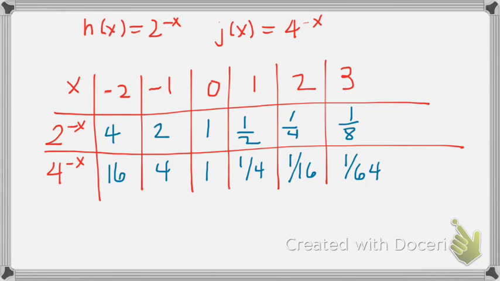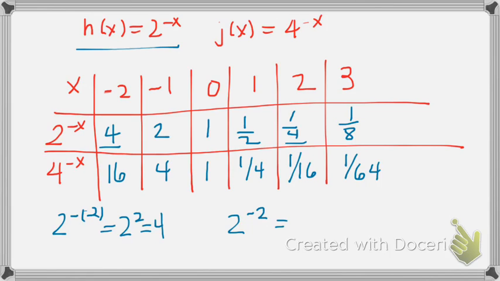Now let's look at the two functions h of x is equal to 2 to the negative x and j of x is equal to 4 to the negative x. So these are the values we get. How do we get them? For instance, if we're finding this value here, we have 2 to the negative of a negative 2, which of course would be 2 to the 2, which is 4. So when we get down to this value here, we have 2 to the negative 2, which of course we've seen is our 1/4. So we plug in these values, and now we're going to plot them for the graph.